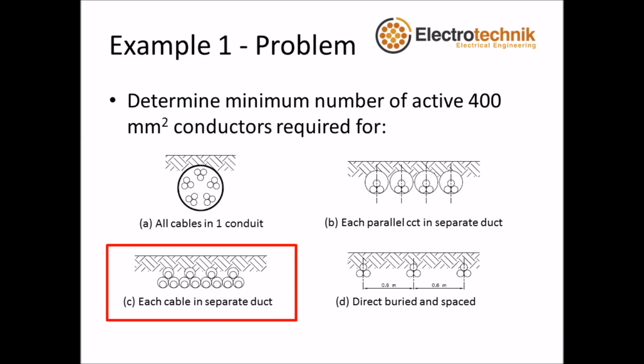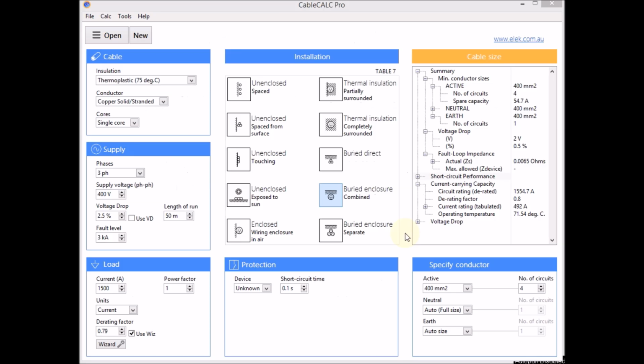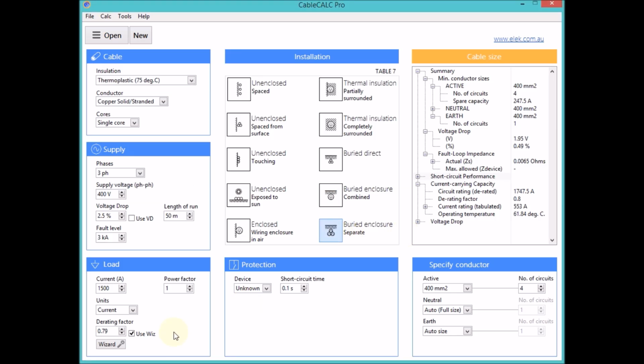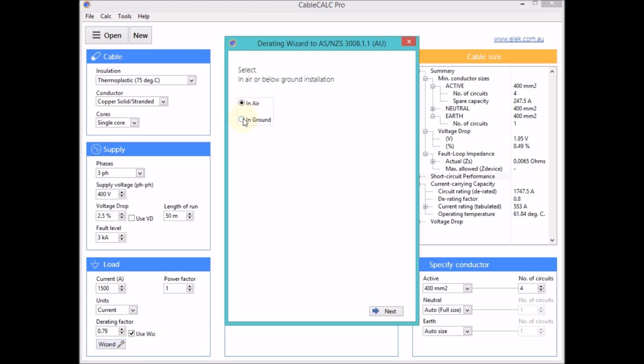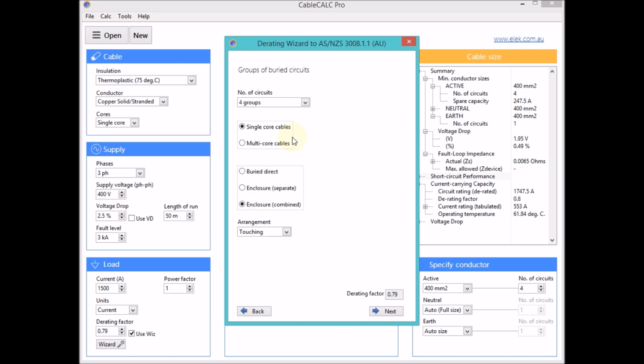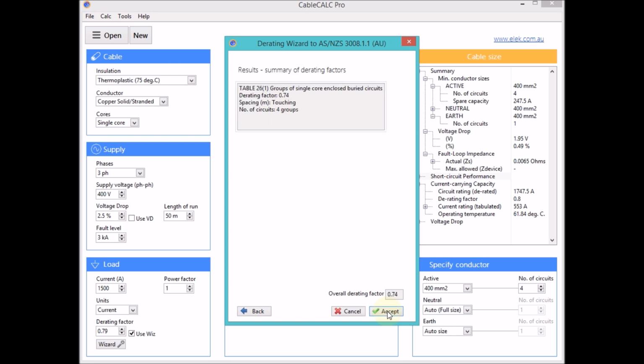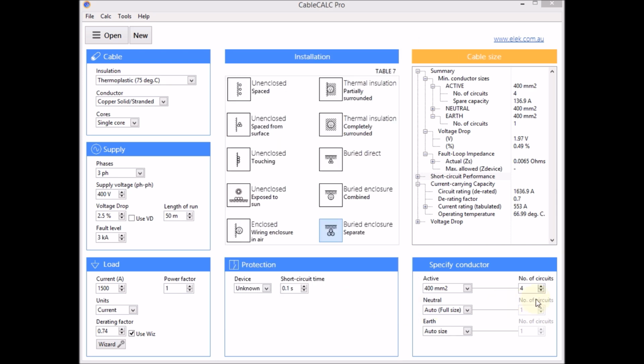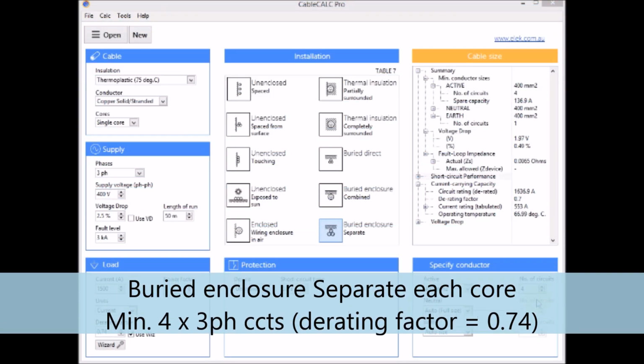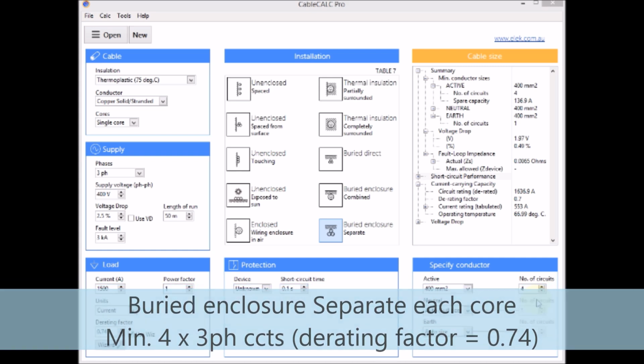The third scenario C is for each and every single core cable to be installed in a separate duct. The installation condition is changed to buried enclosure in separate ducts. The derating factor is calculated for 4 buried groups in separate enclosures and touching. The overall derating factor is 0.74 as per table 26.1. Therefore, for scenario C, a minimum of 4 parallel three-phase circuits is required.